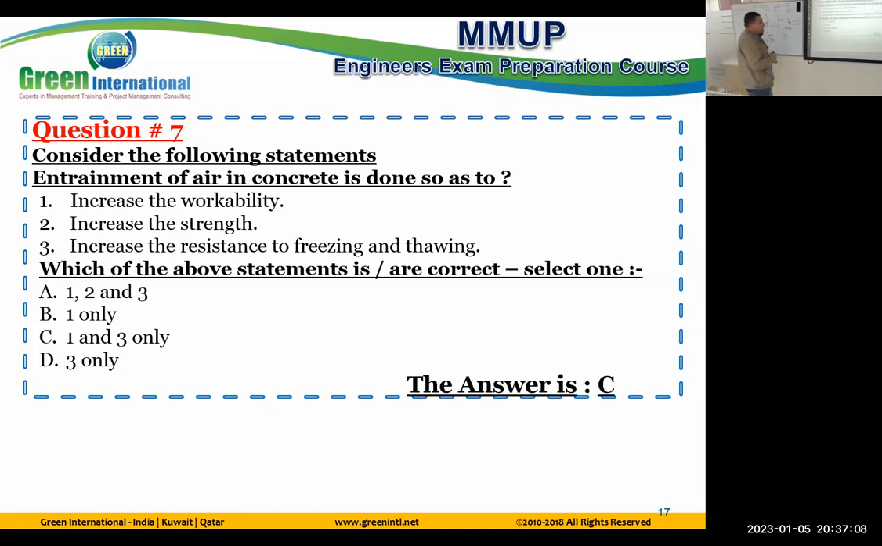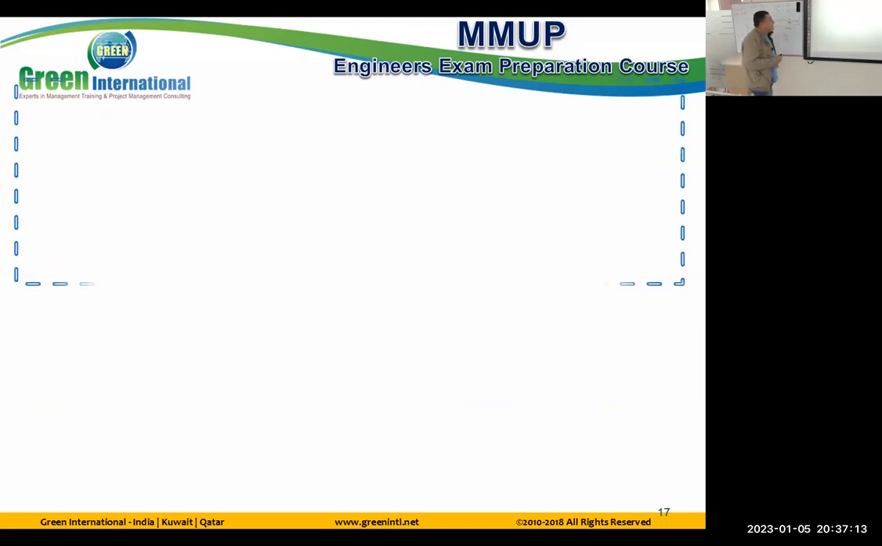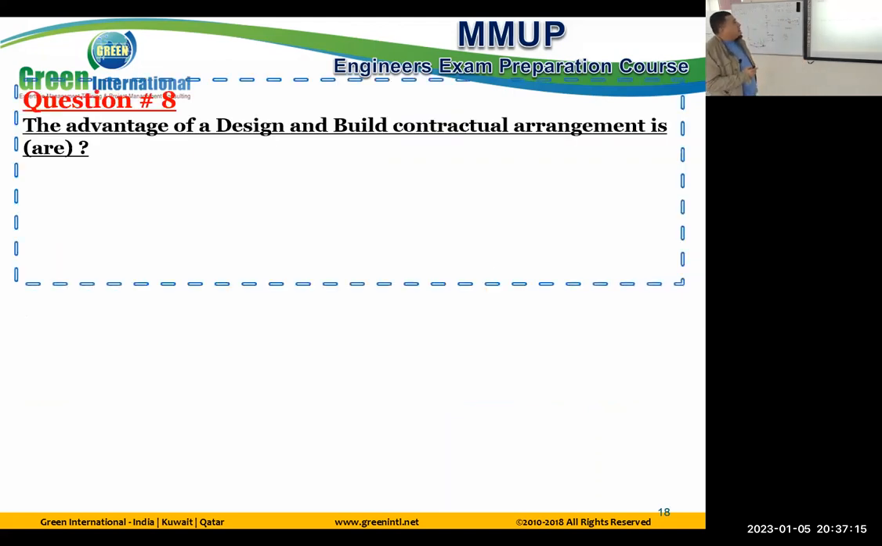The answer is C, 1 and 2. Number 8. The advantage of a design and build contractual agreement is... sorry.